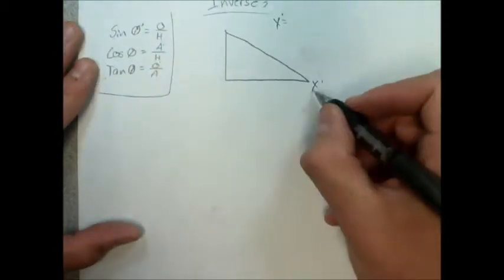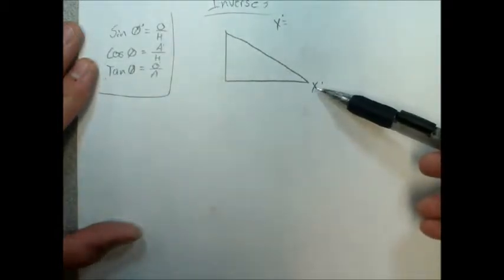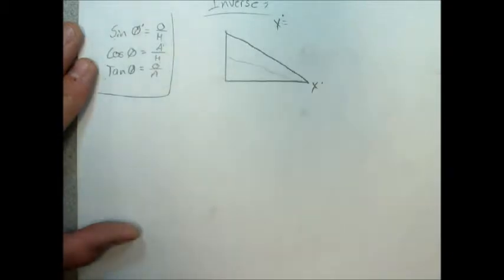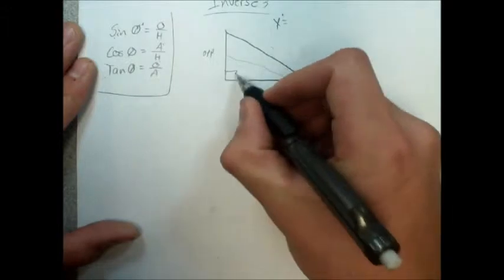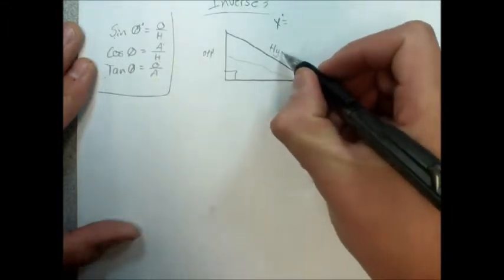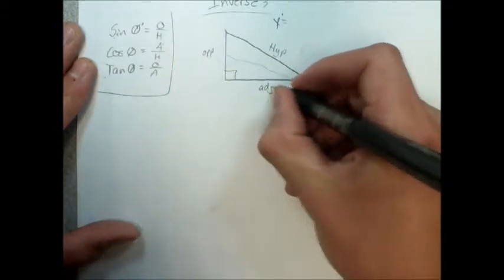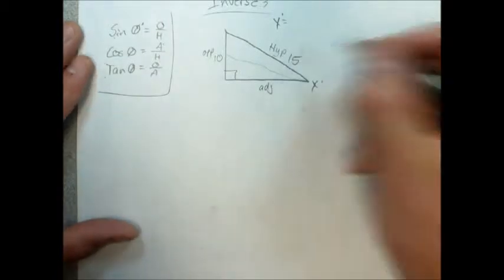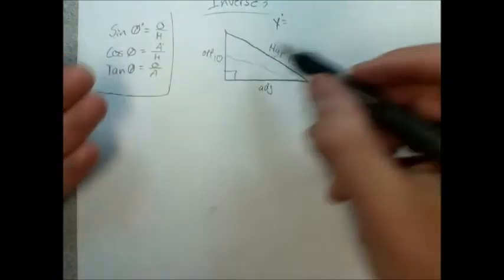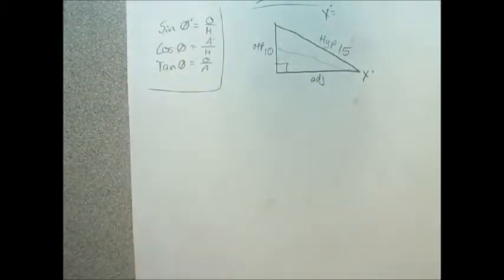Let's first identify some things. Across from the angle of interest, which is x, is what? Opposite. Good. Over here, what is this one? It's the hypotenuse because it's directly across from the 90-degree angle. Therefore, what is this side? Adjacent. Good. So if this side is 10 and this side is, let's say, 15, I know the opposite and hypotenuse. So which one am I going to use, sine, cosine, or tangent? Sine, right? Since sine deals with opposite and hypotenuse, I'm going to use sine.